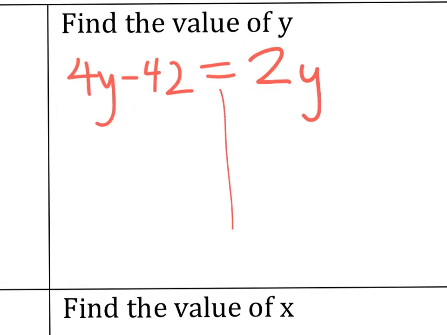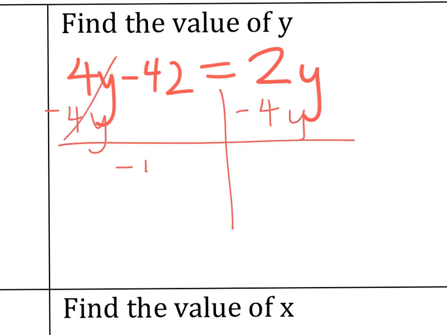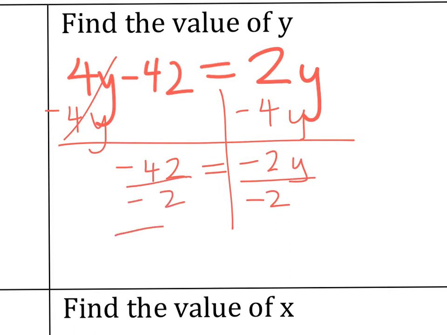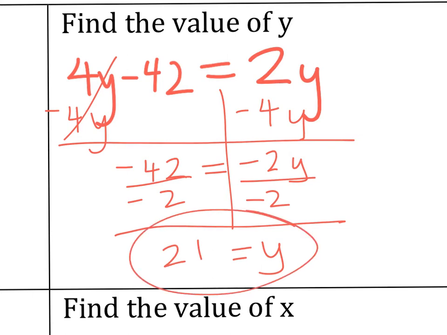Hopefully you remember how to do this. I'm going to move the 4y over. So I'm going to get negative 42 equals 2 take away 4 is negative 2y. And I'm going to divide by negative 2. So this is going to give me positive 21. And that's all I'm looking for.